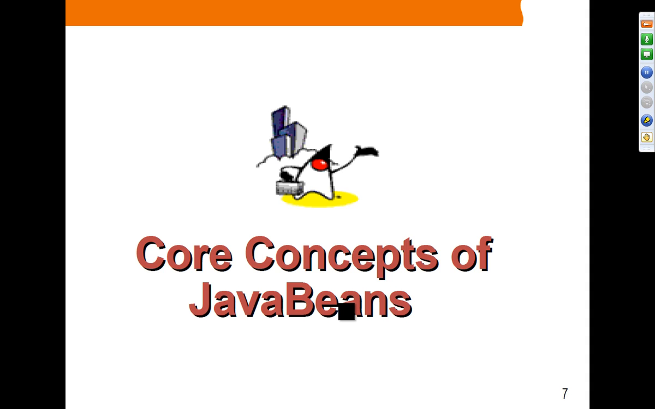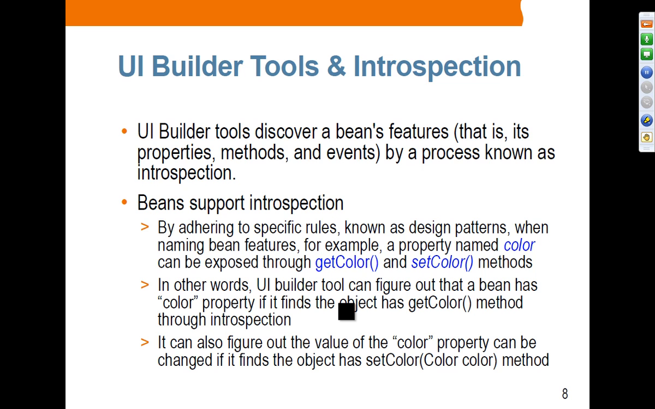Okay, core concepts of JavaBean. UI Builder tool and introspection. The concept of introspection is in fact very important. The UI Builder tool can discover the bean's features, meaning it can find out what properties a bean has, what methods it has, and what events it has by a process called introspection. So by using introspection, the Java runtime system can find out what properties the bean has, what methods it has, and what events it has. I'm going to explain events later on, okay? What event model it has.